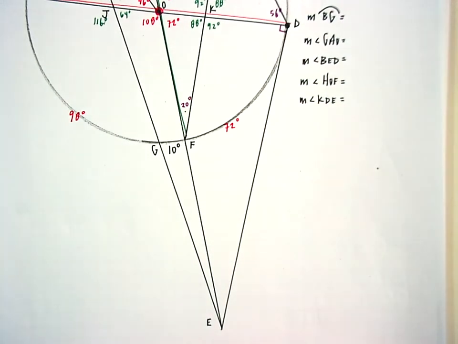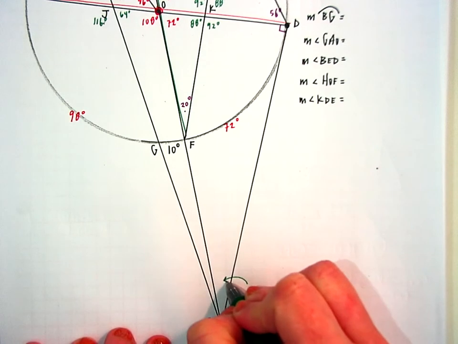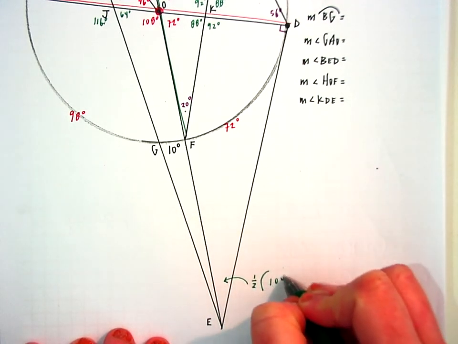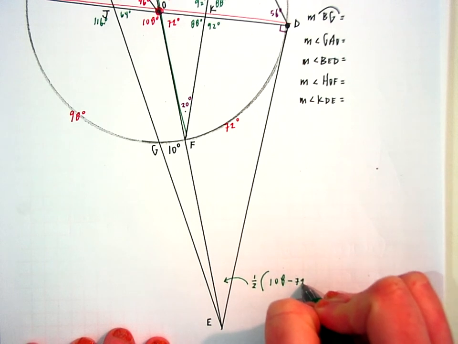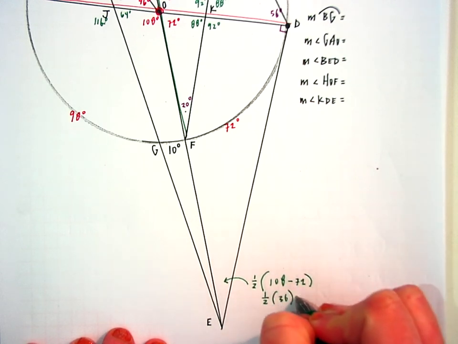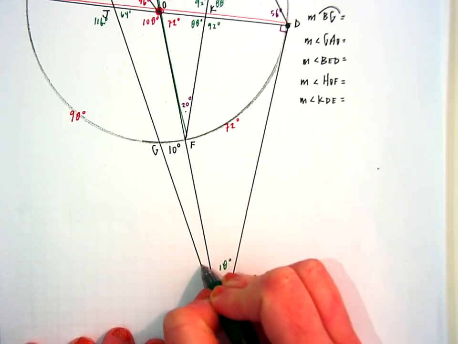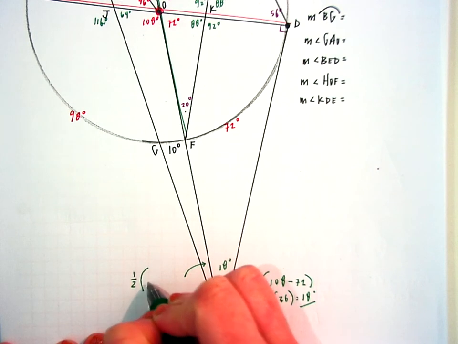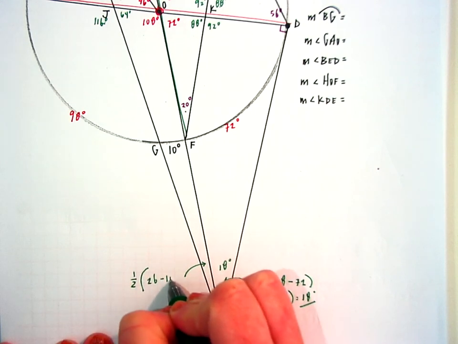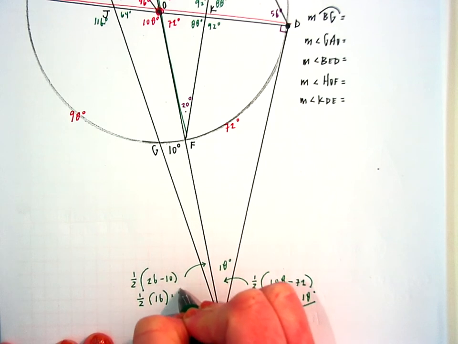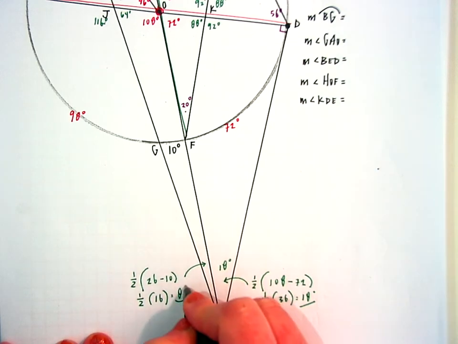So down below, this one right here, I needed to do 1/2 the difference between the two intercepted arcs. So 108 minus 72, and cut that in half. So half of 36 will get me 18 degrees. And then this guy right here, 1/2 the difference between the intercepted arcs. So half of 26 minus 10. So half of 16, and we get 8 degrees.